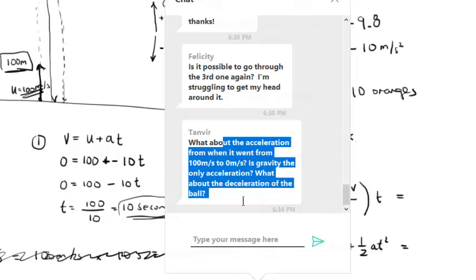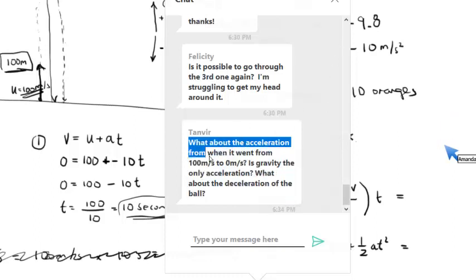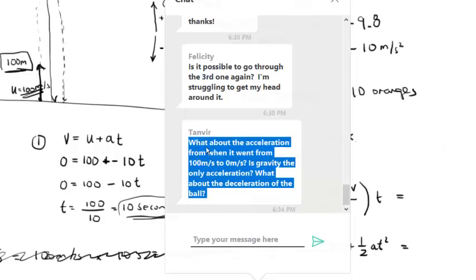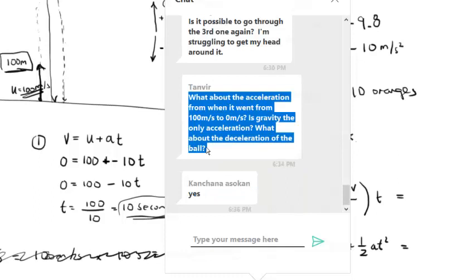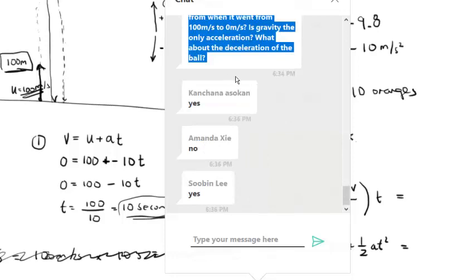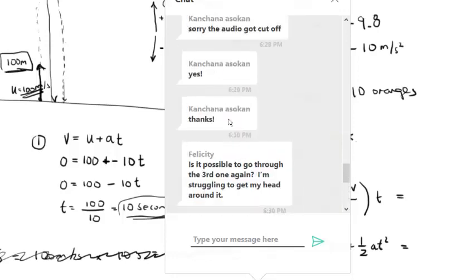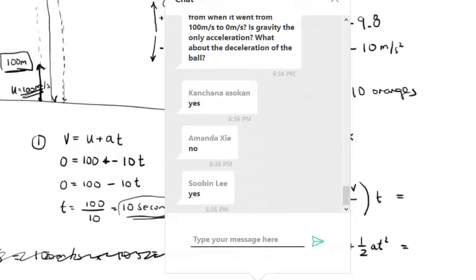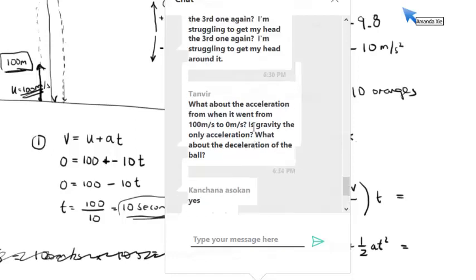Someone's asking a question. Tanvir, you asked me, is gravity the only acceleration? What about the deceleration of the ball? Okay, so this was Tanvir's question. Can you guys all see Tanvir's writing, or is that all blocked out? You guys can see his, okay. Maybe from my screen you won't be able to see the question, but if you just click on the chat button, then you'll be able to see it.